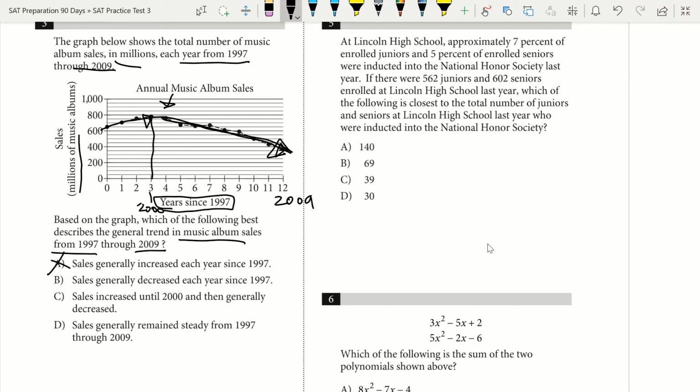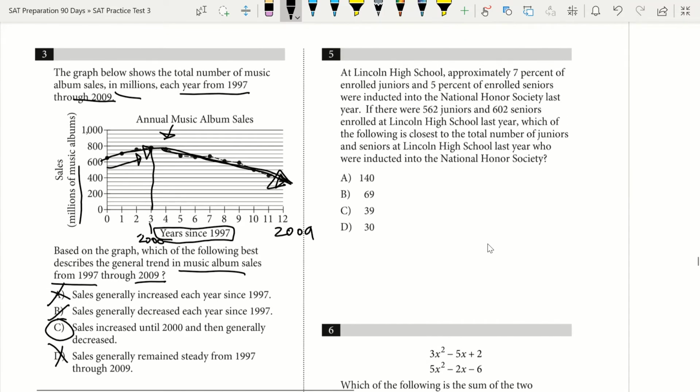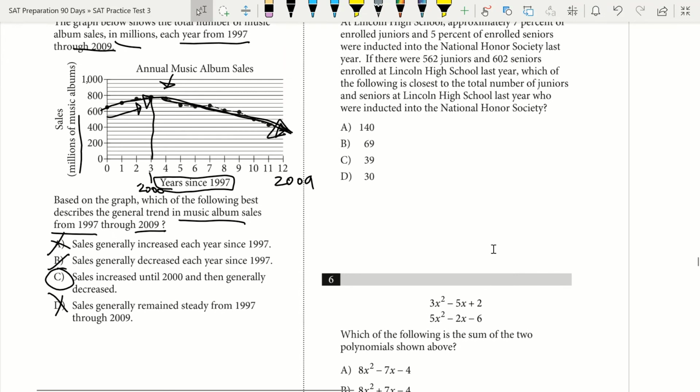Next, we have B, sales generally decreased each year since 1997. That isn't true because we generally increased at first. And then C, sales increased until 2000, then generally decreased. That is correct. And D, sales generally remained steady. That is false. All right. So that's pretty much a self-explanatory question.